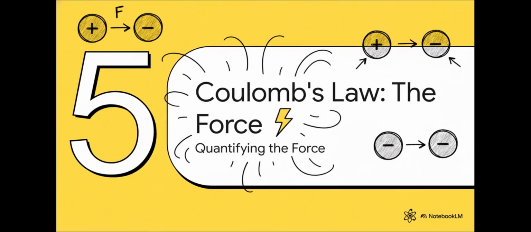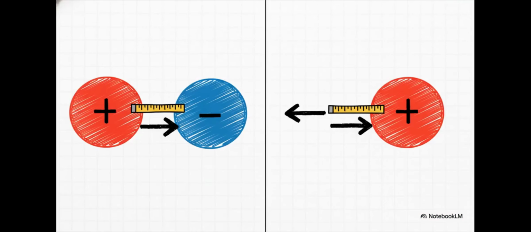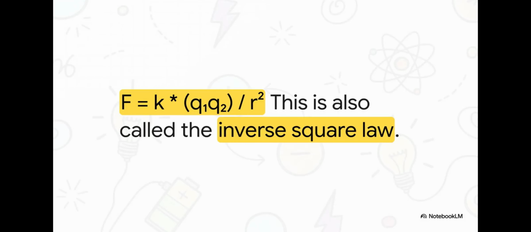All right, we've covered what charge is, how it behaves, and how to create it. It's time for the main event. How do we actually calculate the force between these charges? That brings us to one of the great laws of physics, Coulomb's law. This is the law that lets us stop just talking about the force and actually put a number on it. We go from saying it pushes to it pushes with exactly this much force. It's incredibly precise. And here's the magic formula.